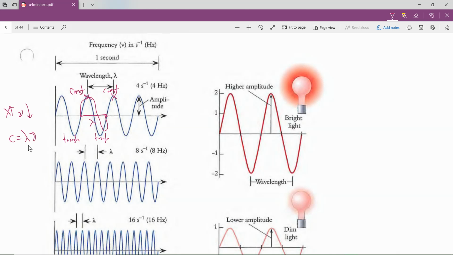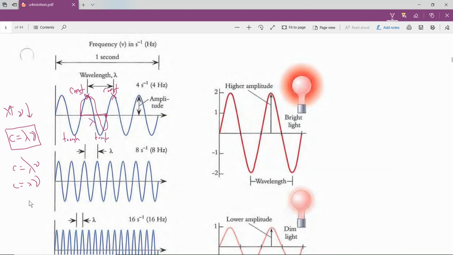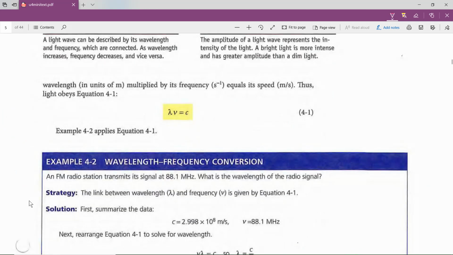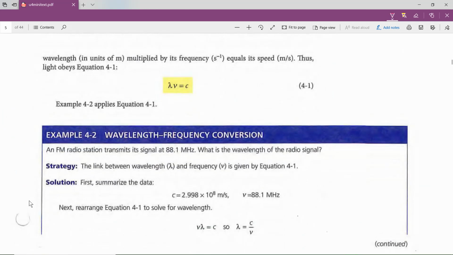And for electromagnetic radiation, that velocity is the constant c. So c can be a big lambda and a little nu, or c can be a little lambda and a big nu, or in the middle. So that's what an inverse proportion means. Oh yeah, there's the amplitude example on the right. There's my equation, c equals lambda nu, the first equation that's going to be helpful with electromagnetic radiation.